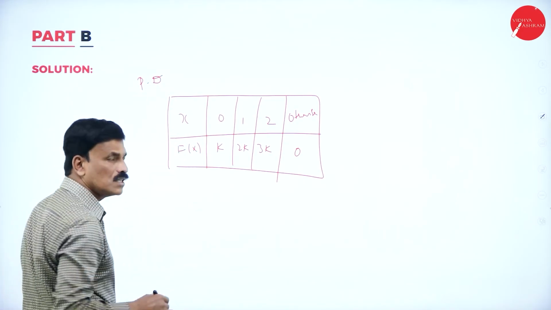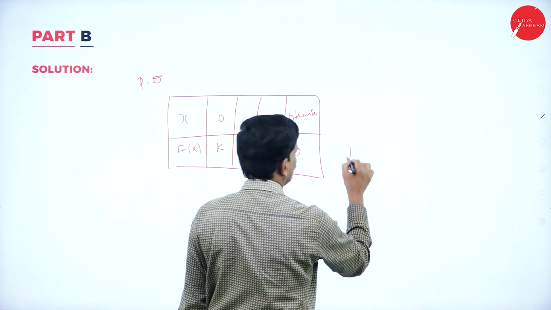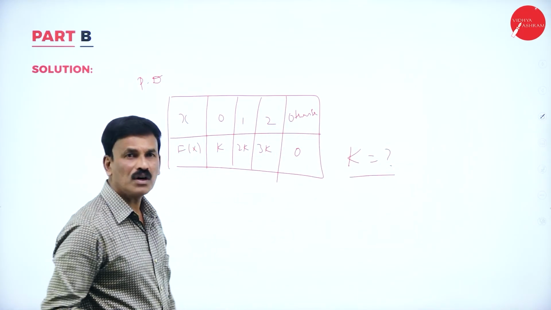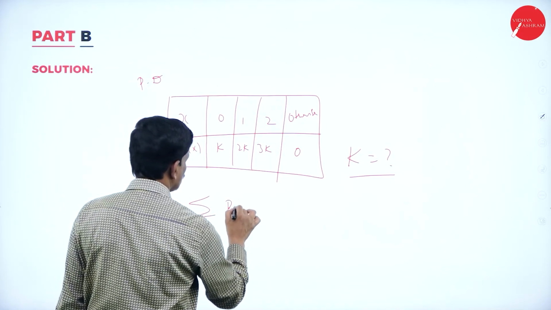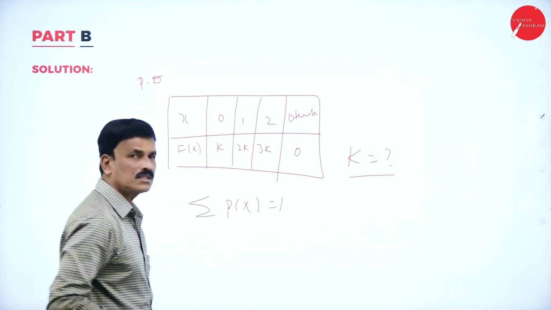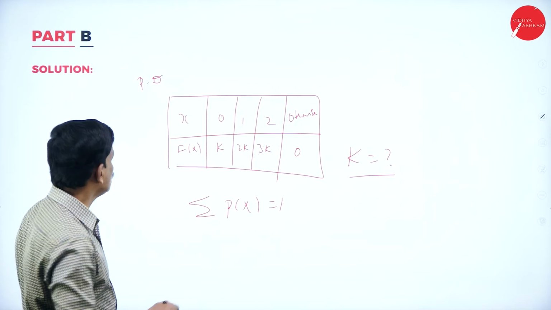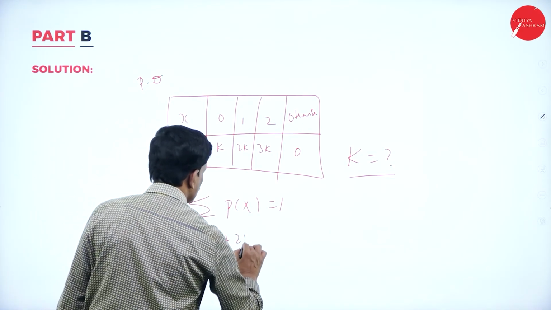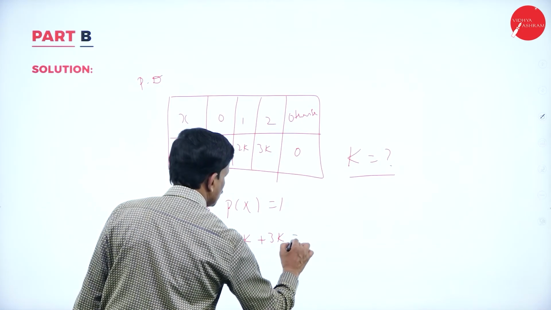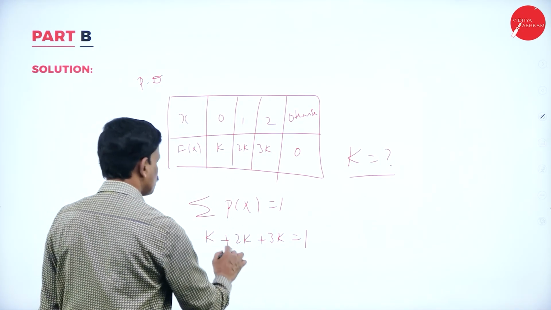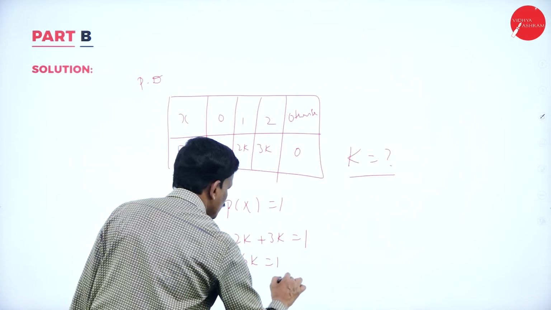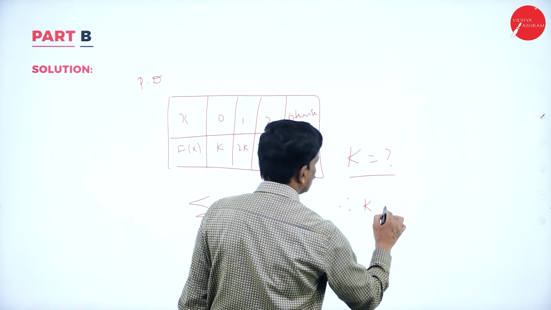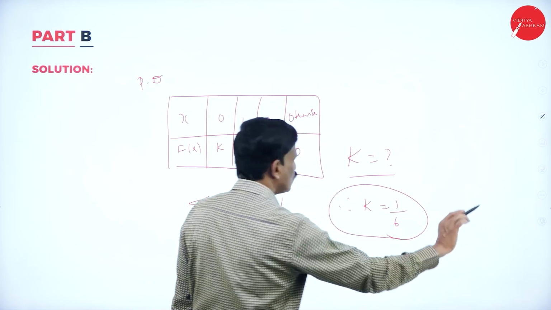Now since what is required to find is the value of k, we know the formula for this. Sigma p of x is equal to 1. Right? What is p of x? That is nothing but k plus 2k plus 3k is equal to 1. 3 plus 2 plus 1 is 6k is equal to 1. So k is equal to 1 by 6. So therefore, the required answer k is equal to 1 by 6.